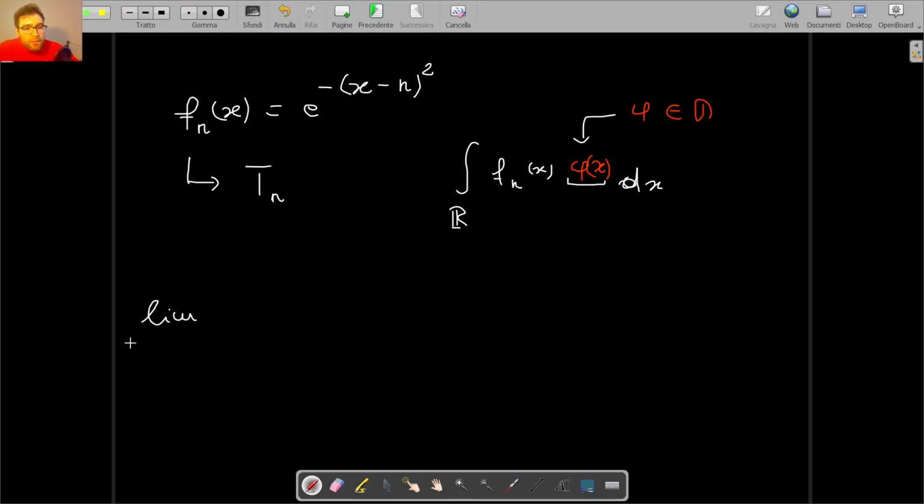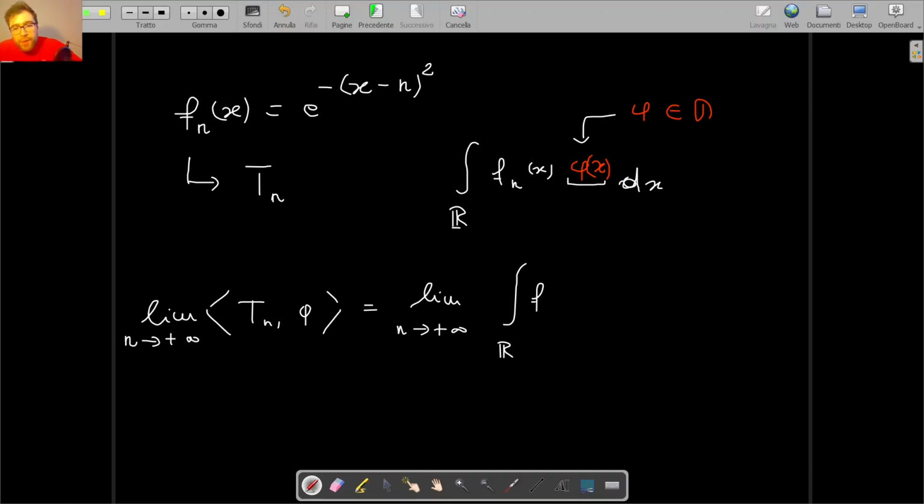We have to consider the limit for n which tends to plus infinity of T_n which acts on phi, and then we have to consider the pairing. This more explicitly can be written as the limit for n which tends to plus infinity of the integral extended to the whole real line of f_n(x) phi(x) dx.